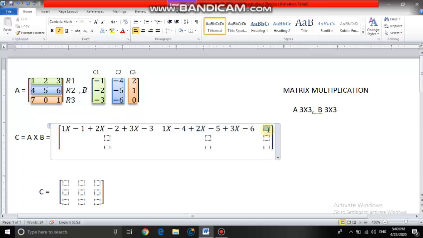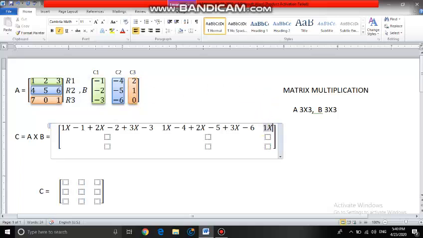Now this is the 1 3 element. 1 3 means the element is in the place of first row and third column. So that means you have to multiply the first row of the A matrix and the third column of the B matrix. You understand? Okay, so 1 multiplied by 2 plus 2 multiplied by 1 plus 3 multiplied by 0.